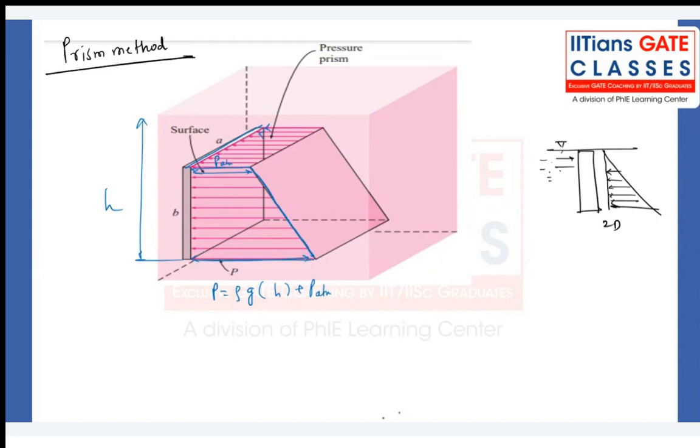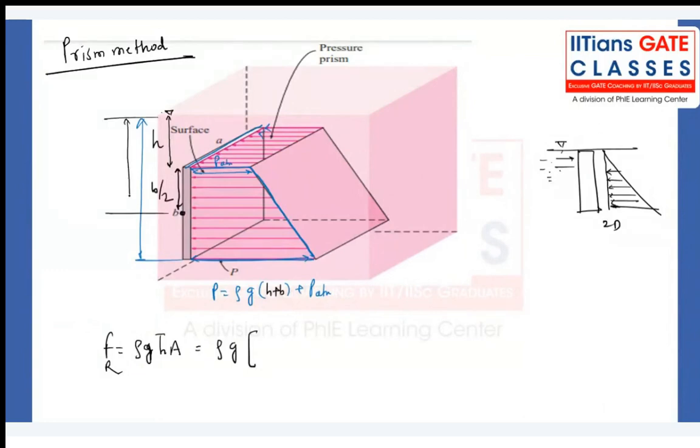Now, if I ask you what the pressure force is, you know the formula. Tell me, guys, what is the formula? Let's say from the free surface to the top edge the height is small h, and the plate depth is capital B. The hydrostatic resultant force is rho g h bar into area. Rho we know, g we know, and h bar is the centroidal distance to the free surface. From here to here it is B by 2, so h bar will be B by 2 plus small h.